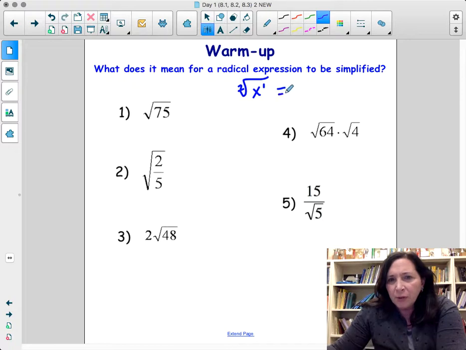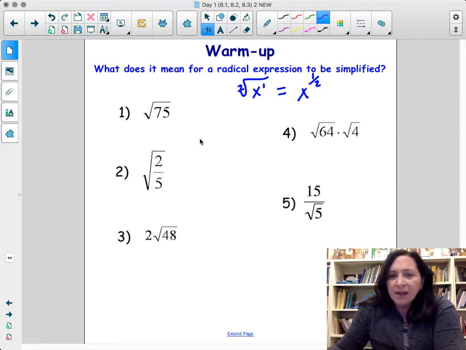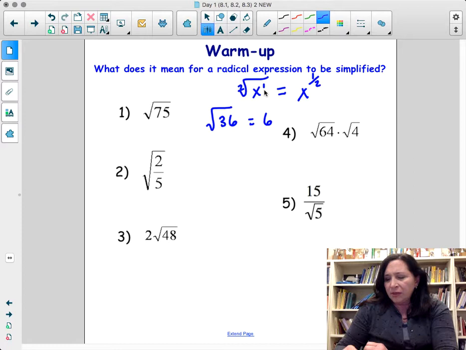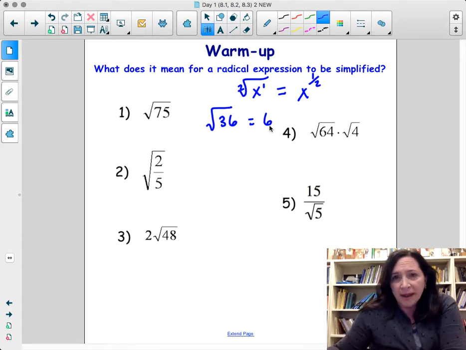If I were to rewrite this square root of X, I could write it as X to the 1/2 power. The reason you would write it a different way is, let's say sometimes you want to know the square root of 36. Most of you are going to say 6. Some of you are going to ask, why is it 6?